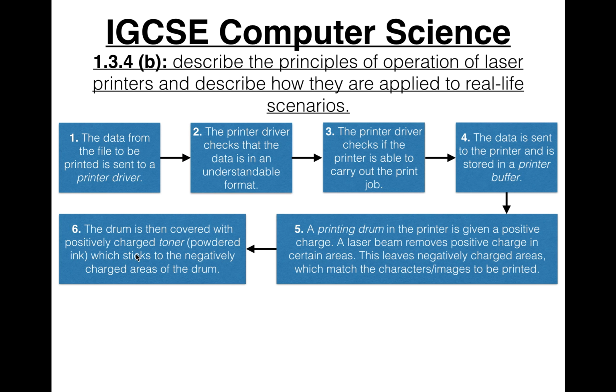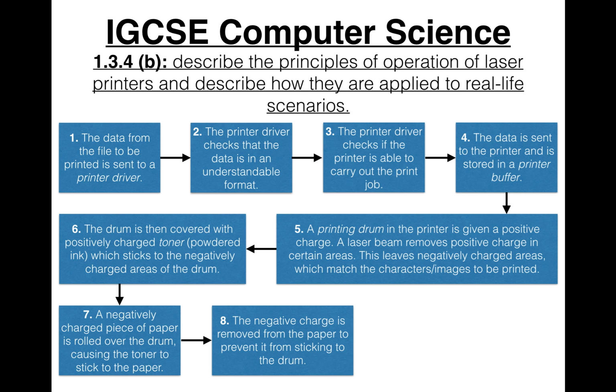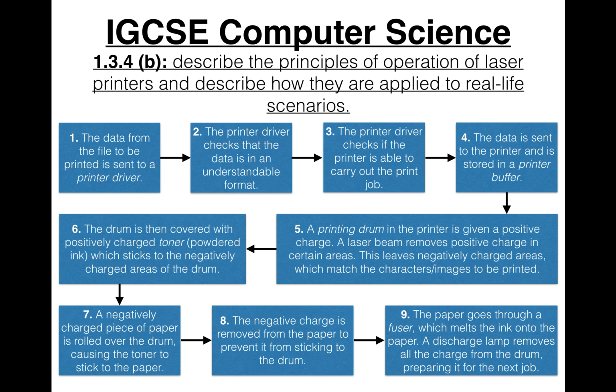The drum is then covered with positively charged toner, or powdered ink, which sticks to the negatively charged areas of the drum. So that's how it happens. A negatively charged piece of paper is then rolled over the drum, causing the toner to stick to the paper. The negative charge is removed from the paper to prevent it from sticking to the drum. And finally, the paper goes through a fuser, which melts the ink onto the paper, and a discharge lamp removes all the charge from the drum to prepare it for the next job. So that's pretty much how it happens.